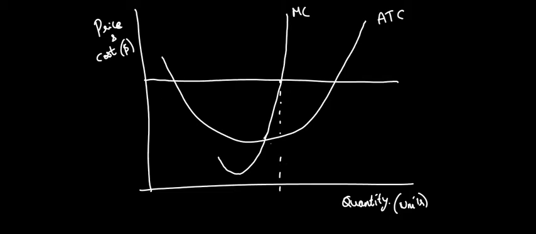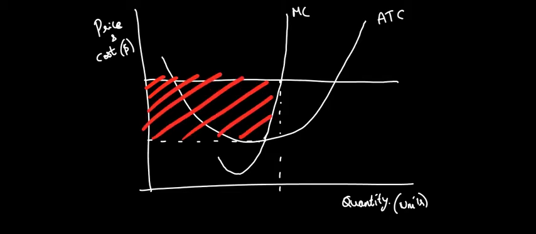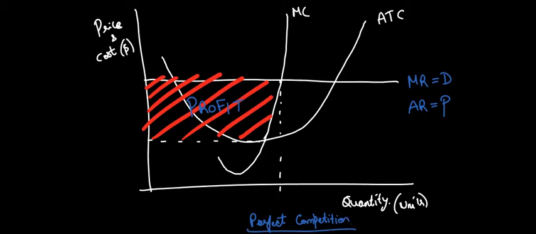This area is the profit. This area gives the profit. This area is the profit area here in this curve. Here, the marginal revenue curve, average revenue is their price. This is the economic profit for a perfect competition. This is the economic profit curve for a perfect competitive market.